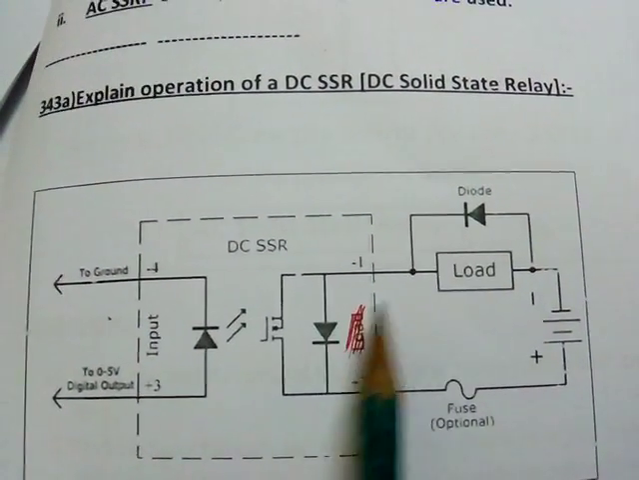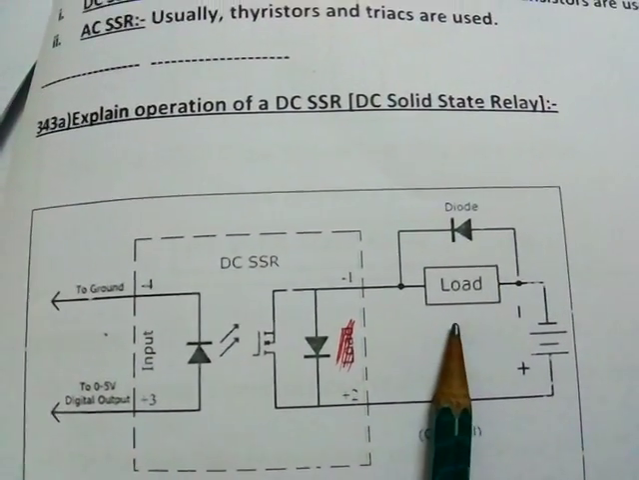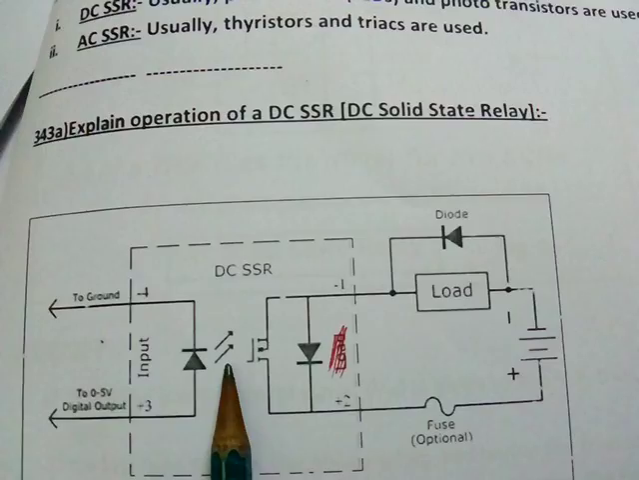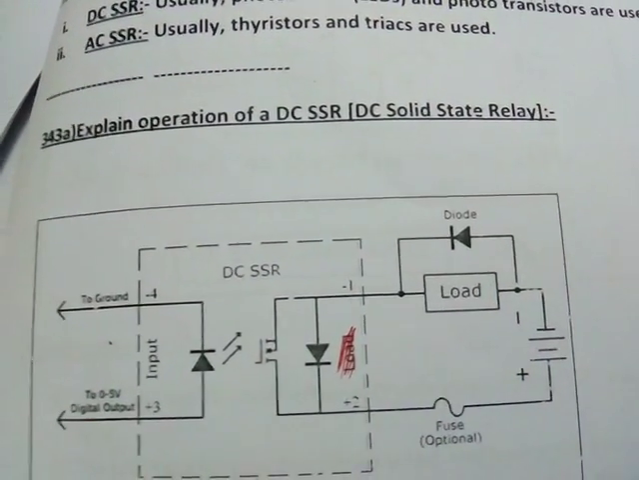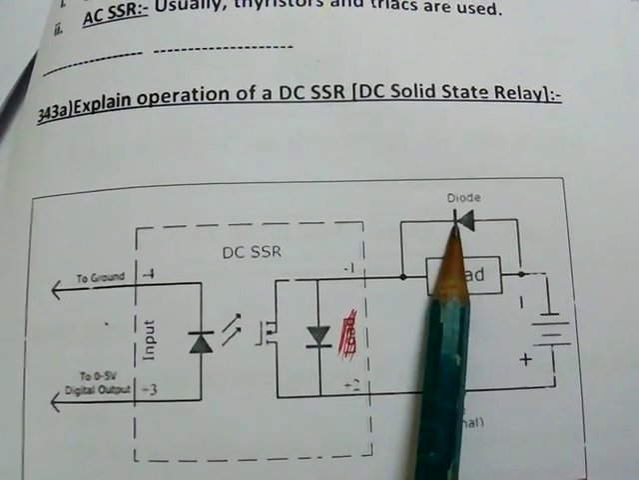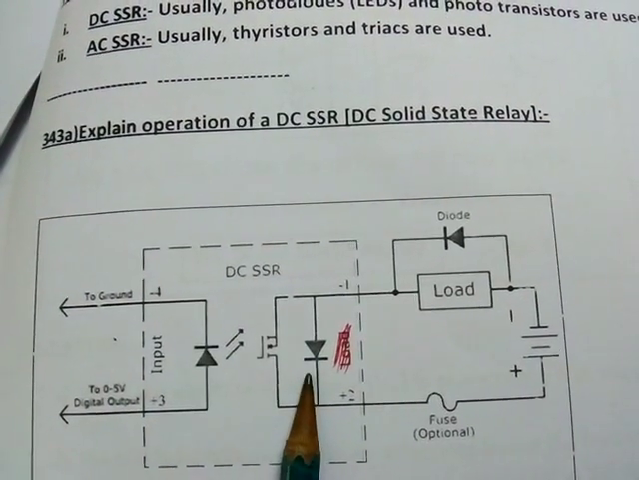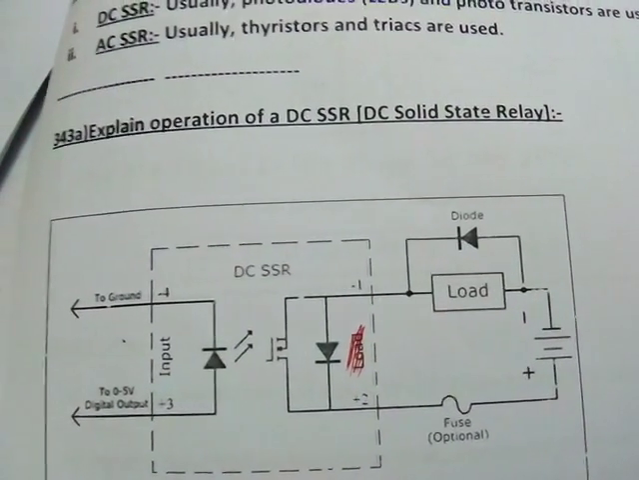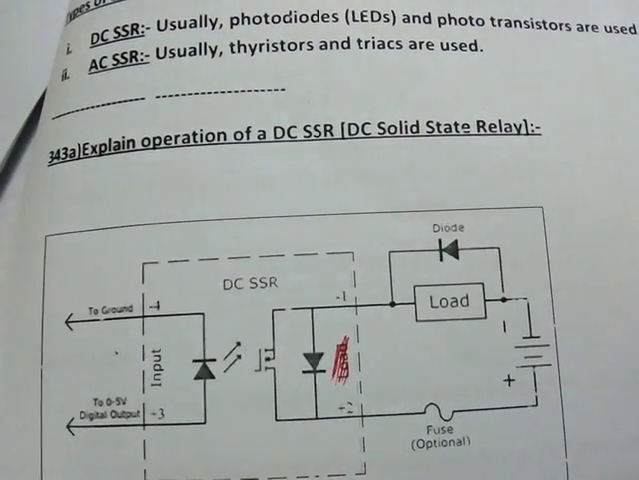These are the freewheeling diodes. In case of inductive load, when MOSFET is switched off, high L di by dt will come. For that purpose we have that, and this diode is kept to protect the MOSFET from wrong polarity.